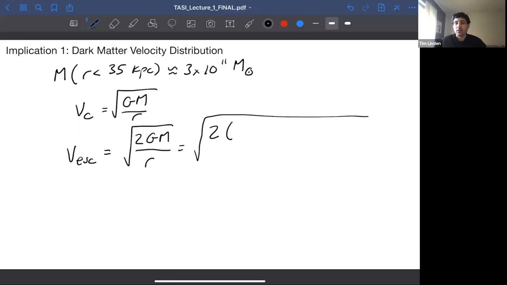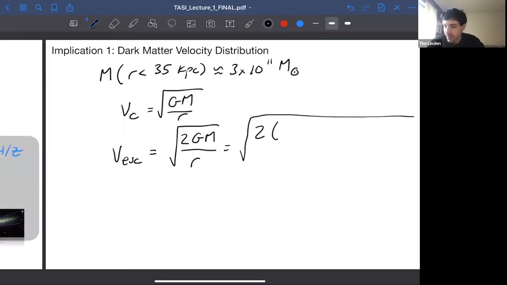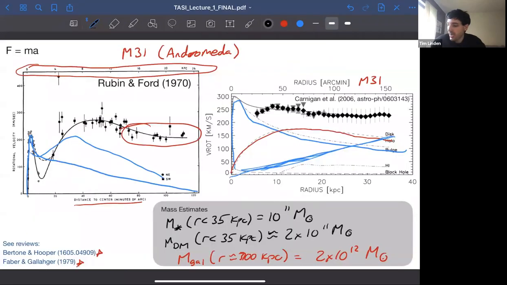Why am I taking 35 kiloparsecs? Great question. That is because when we went back here, this is what Carnegie et al. calculated. And so their stars go out here to about 35 kiloparsecs. And so I'm just picking that as a number where we have some sort of observations and where dark matter is relatively important. Other than that, absolutely no reason.